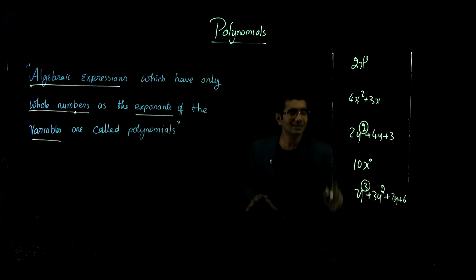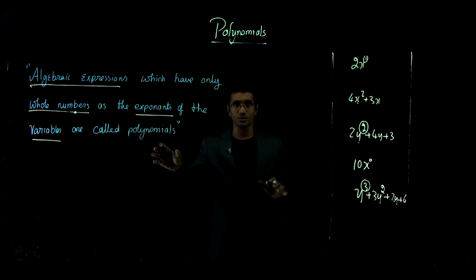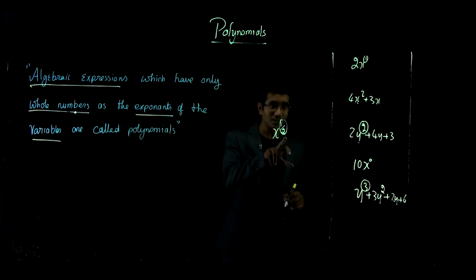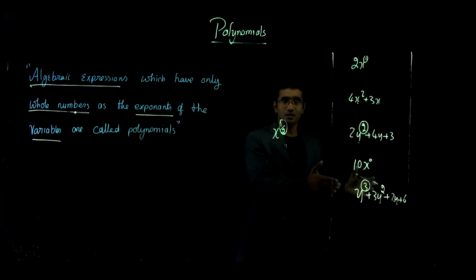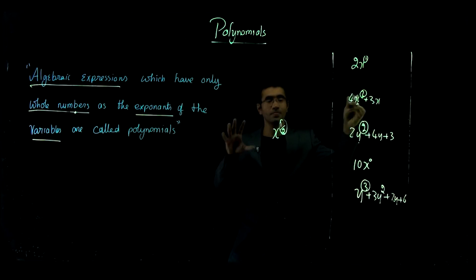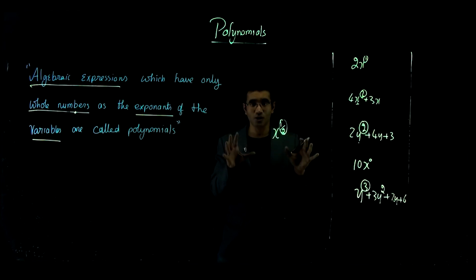Okay, when I say the exponents have to be whole numbers, then only they are called polynomials. So can that also be, let's say, x to the power half? Now these are not whole numbers. It is an exponent, but it is not a whole number. So this is not a polynomial. All these are polynomials because they are algebraic expressions, yes, and the variable has its power as a whole number. The exponent is basically a whole number. I call those polynomials, and these are not polynomials.